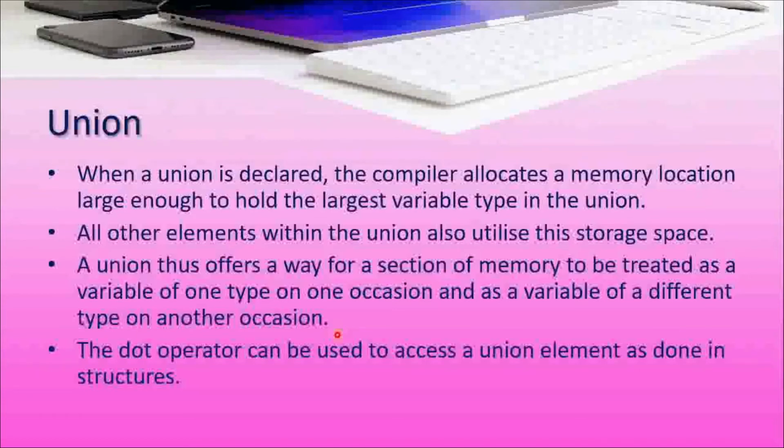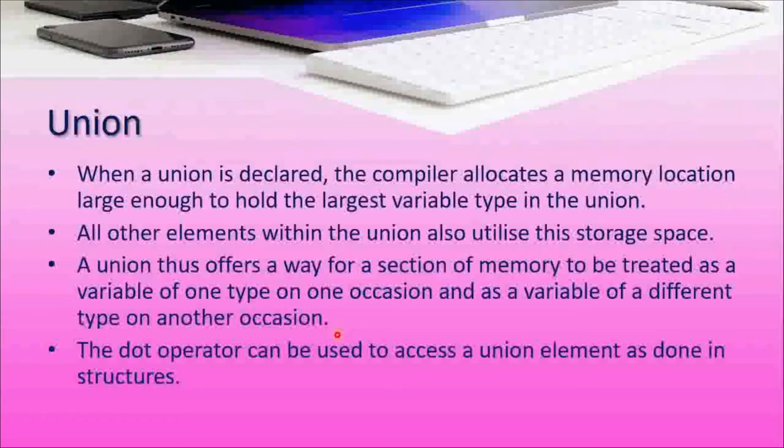All other elements within the union utilize the same storage space. Thus the union offers a way for a section of memory to be treated as a variable of one type on one occasion and as a variable of a different type on another occasion. That is, at one instance a particular memory location may be treated as an integer type, and in the next instance it can be treated as a floating point if you are using a union.